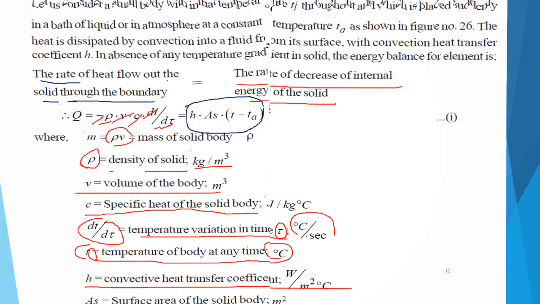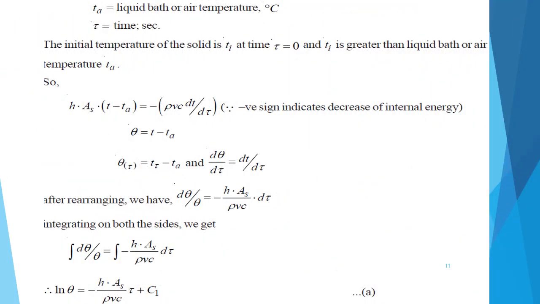So what we had discussed in the thermal circuit and schematic diagram, all that was mentioned there. Along with that, you can see Ta, that is the surrounding fluid temperature, either it is a brine solution or water or air, unit is degree Celsius, and tau is the time in terms of second.